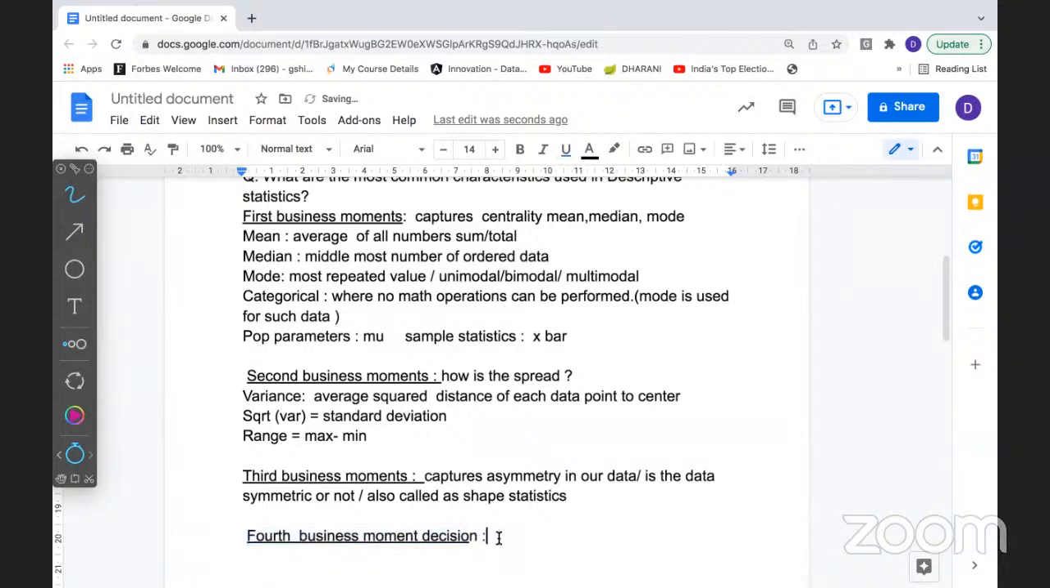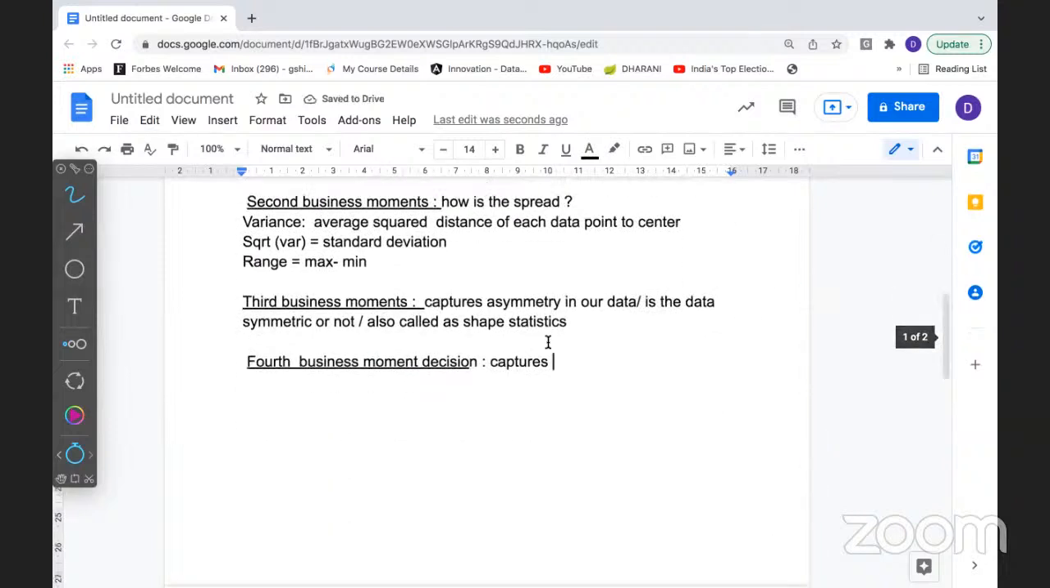It's going to capture peak? Or then how are the tails? Are they wider tails or narrow tails, or how is the peak? And based on that, you decide whether it is platykurtic or what, like it is positive or not. So these are shape statistics.